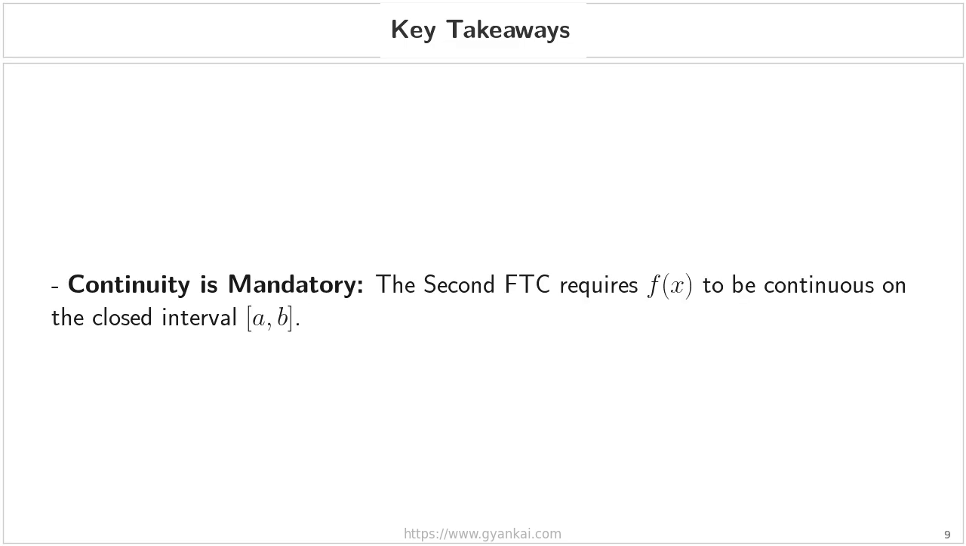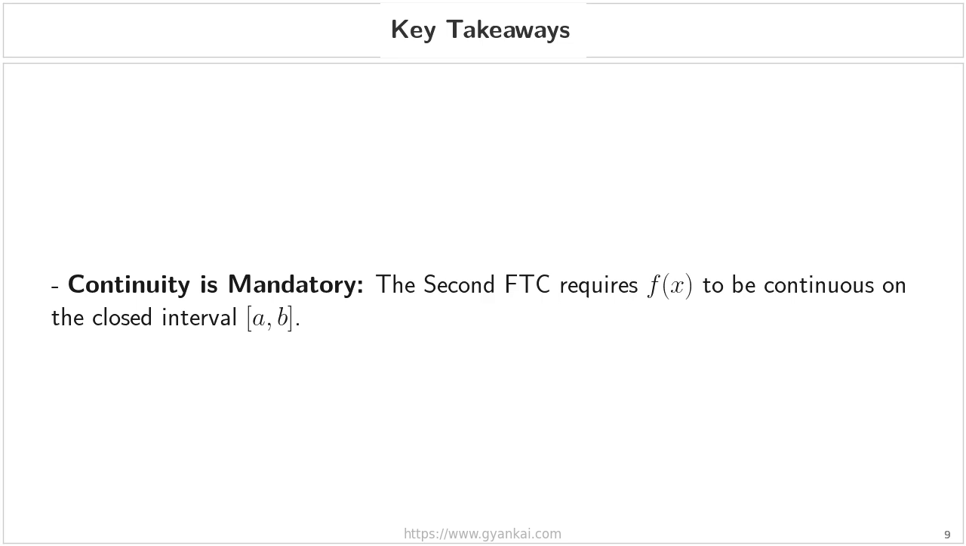Here's a breakdown. First point, continuity is mandatory. The second FTC requires f of x to be continuous on the closed interval a, b. Remember, we established that the FTCII isn't a magic formula you can apply to any function. It relies on a fundamental condition, continuity. What does that mean? It means the function, which we're calling f of x, needs to have a smooth, unbroken graph across the entire interval we're integrating over.